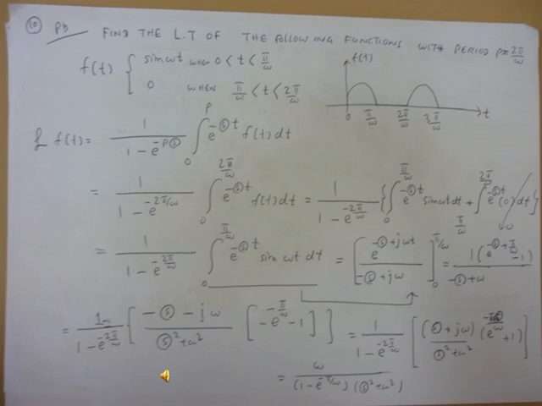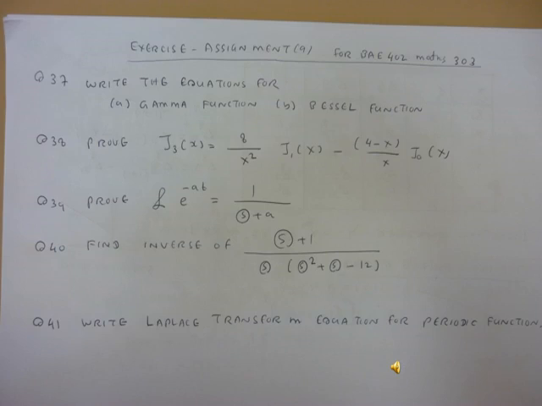Based on those theories and concepts, we have to do this exercise, assignment 9. Exercise assignment 9 for BAE402 Math 303. Question 37. Write the equations for the A gamma function, B Bessel function. Question 38. Prove J3(h) equals 8 by h squared J1(h) minus (4 minus h squared by h) J0(h).